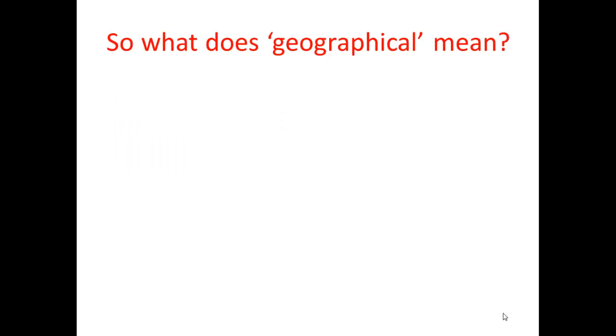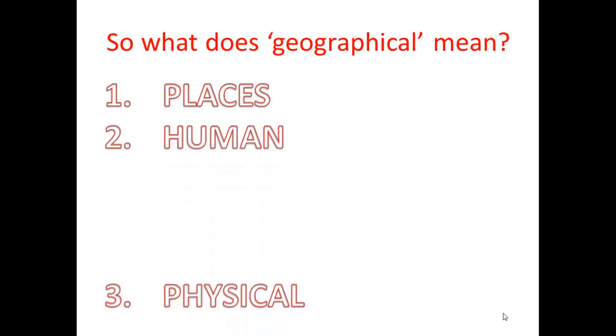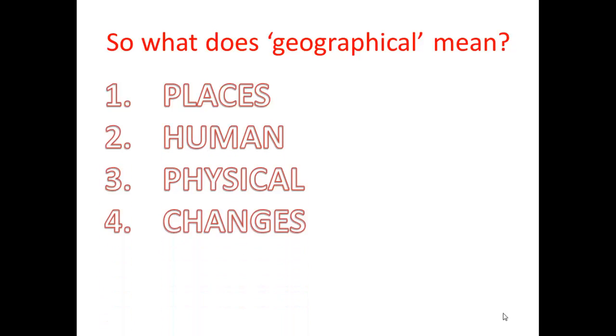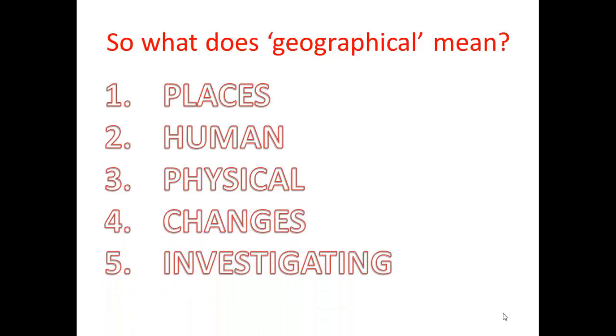All of these different ways of finding things out will be covered in lots of detail in the next few podcasts. Okay, so to recap on everything we've looked at, there are 5 aspects of being geographical: place, human features, physical features, change, and finally investigating. If you follow these 5 geographical areas for your project, you will do a good geography project.